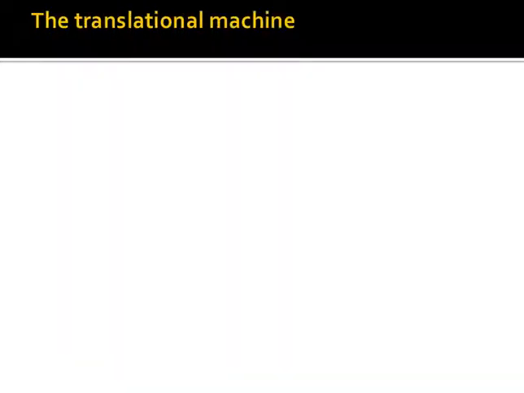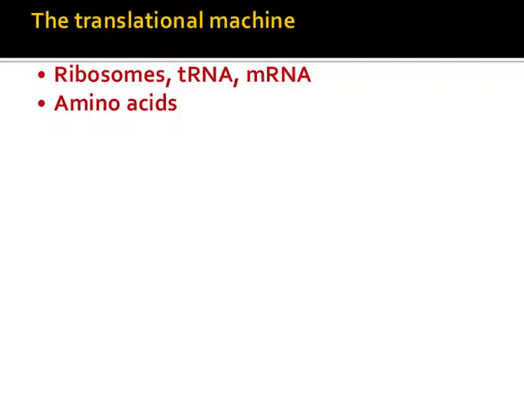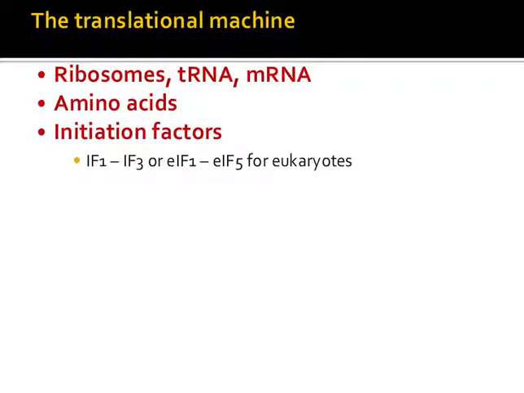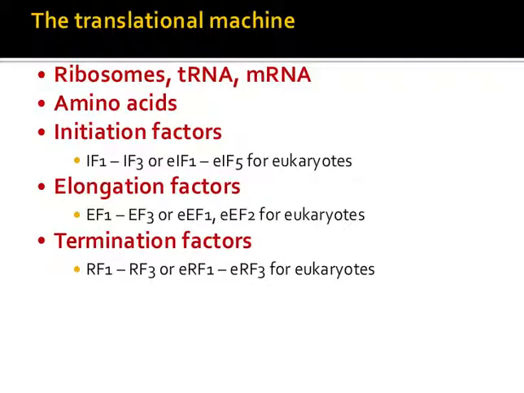So what do we need to make proteins? The cell dedicates vast amounts of resources to the translation process. It is the most expensive from the energy point of view, and molecules involved in translation can account for as much as 30% of the total cell mass. So we need ribosomes, tRNA and messenger RNA, obviously. We need an amino acid pool, closely regulated. We need initiation, elongation, and termination factors.